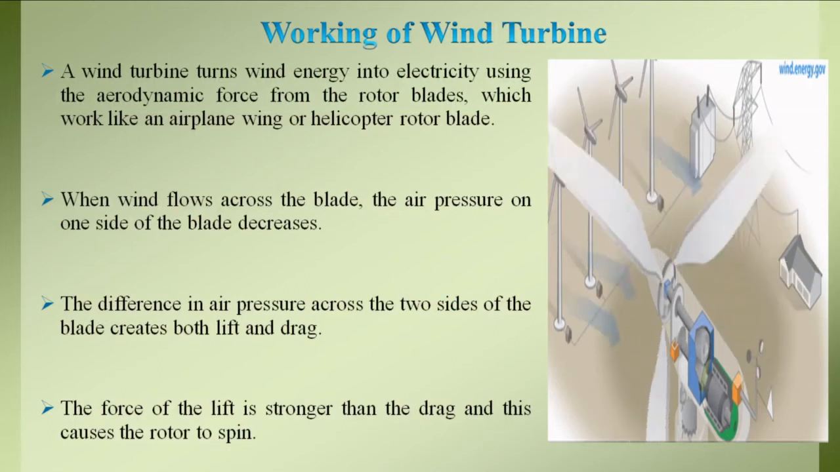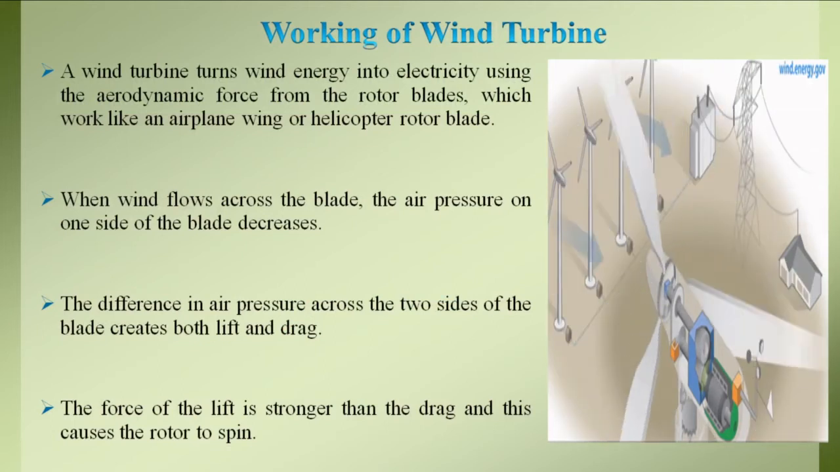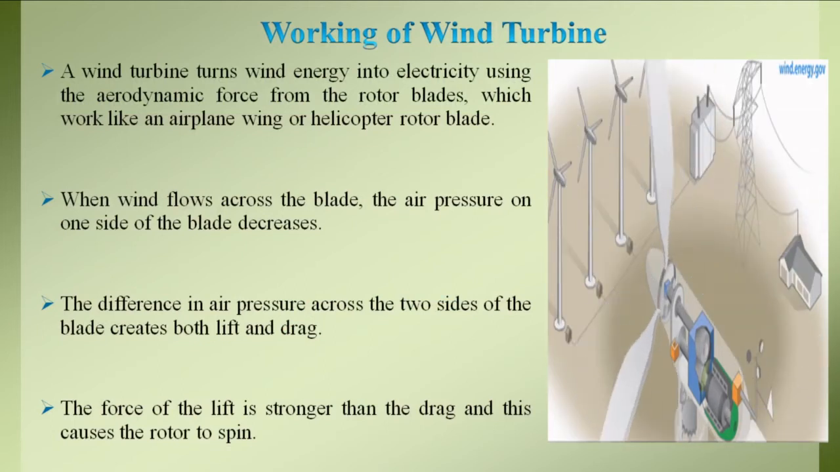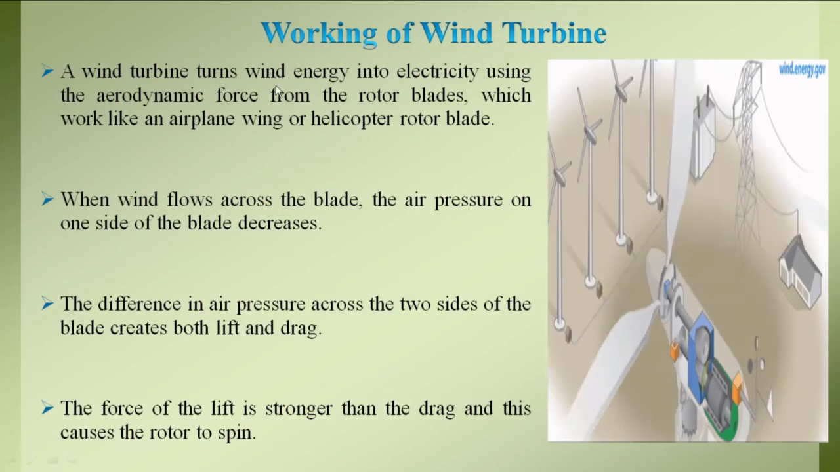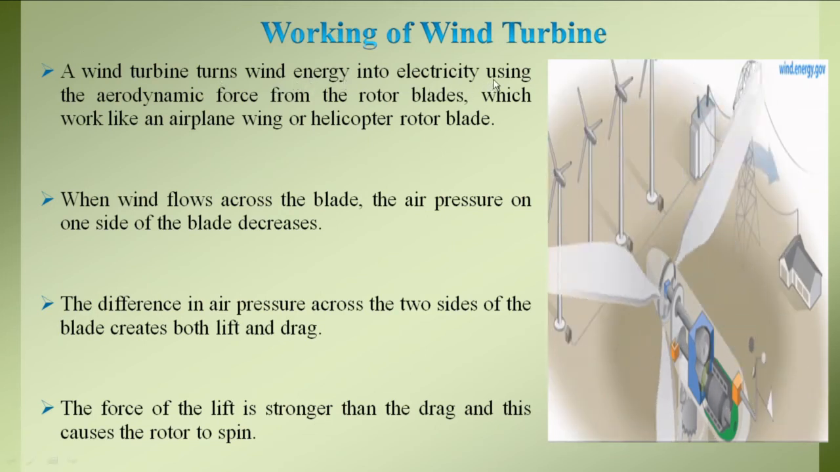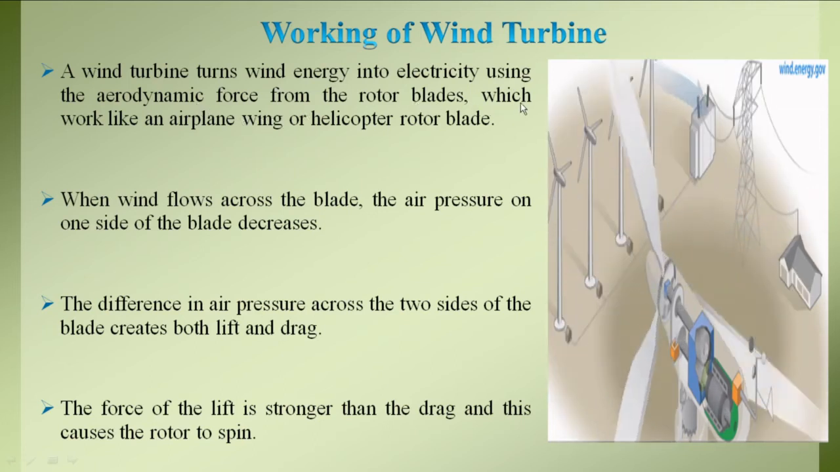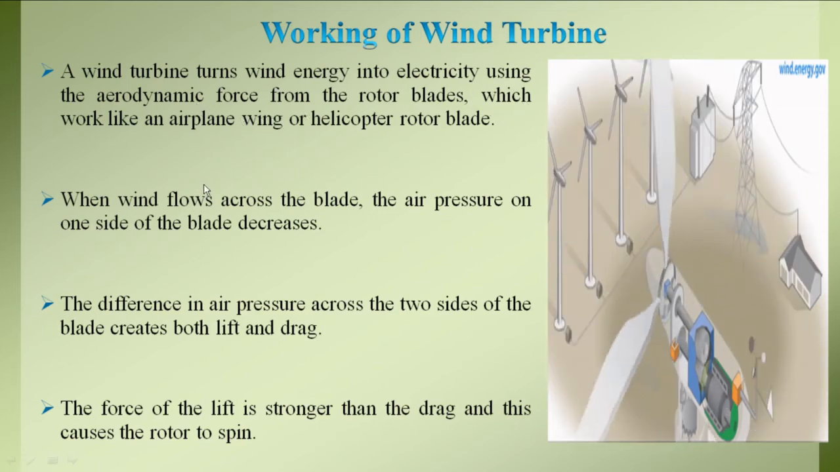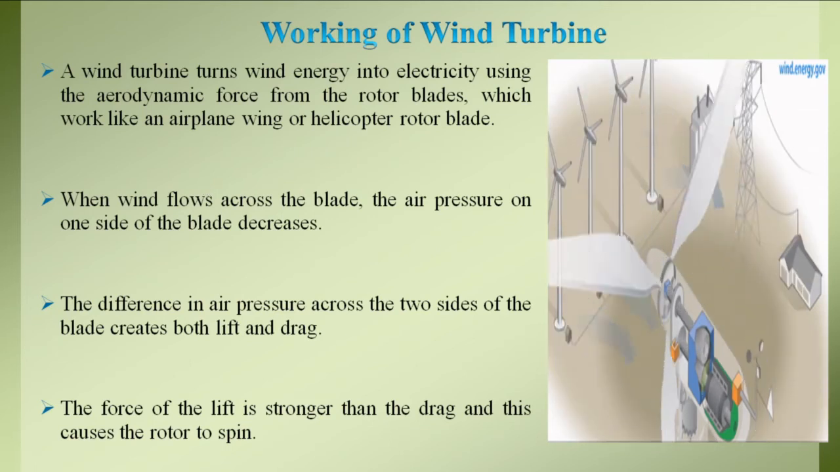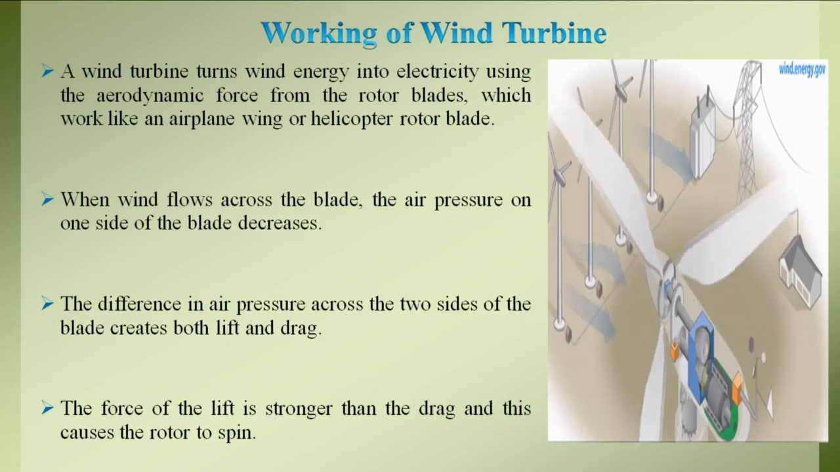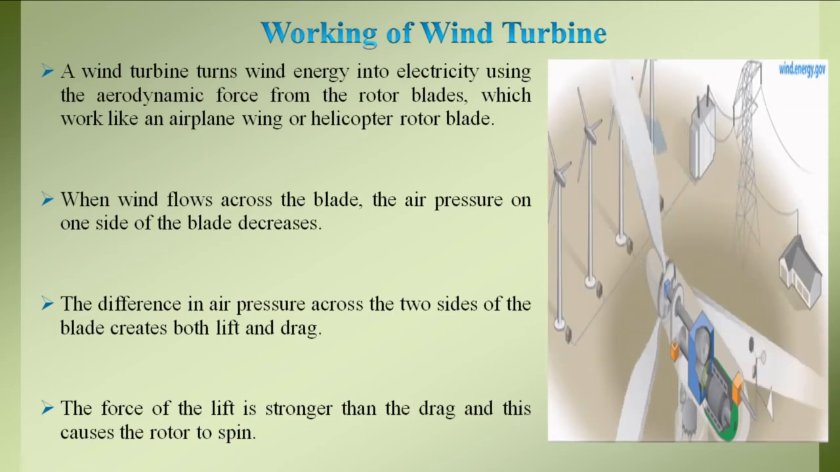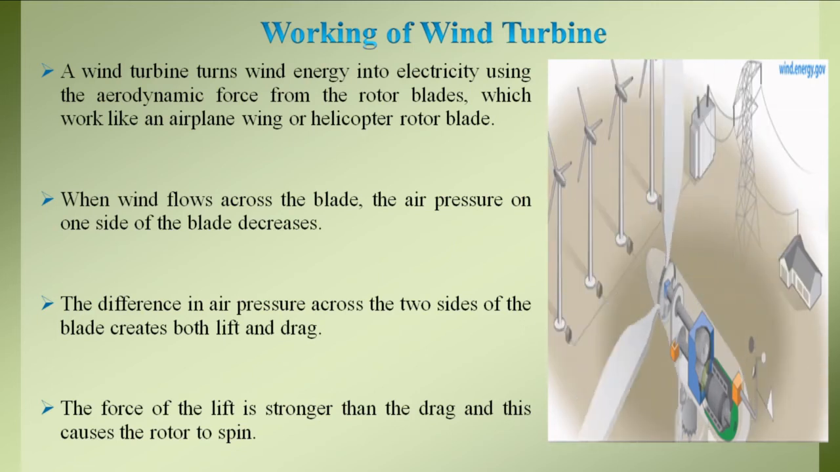Working of the wind turbine. Basically, the working principle of the wind turbine is the same as that of airplanes. The wind turbine turns wind energy into electricity using the aerodynamic force from the rotor blades, which work like an airplane wing or helicopter rotor blades. When the wind flows across the blade, the air pressure on one side of the blade decreases, and on the other side the air pressure increases.